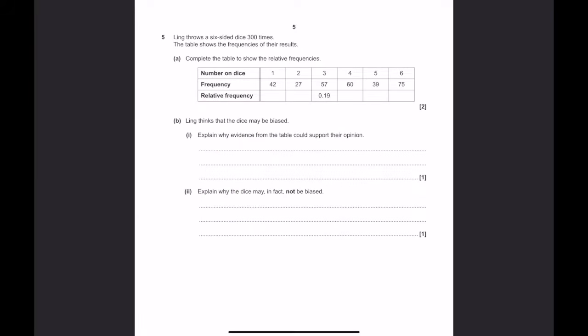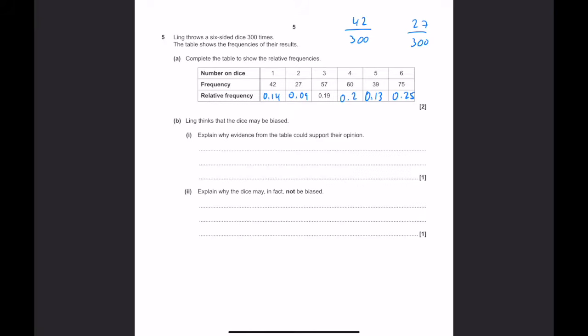Ling throws a 6-sided dice 300 times. The table shows the frequencies of their results. Complete the table to show the relative frequencies. So all we have to do here is, for example, for the first one, 42 over 300, and that's going to be our answer. 27 over 300, and that's going to be our answer, and so on. So these are the results we should have got. Just make sure you can work them out, and if you have any questions, pop them down in the comments.